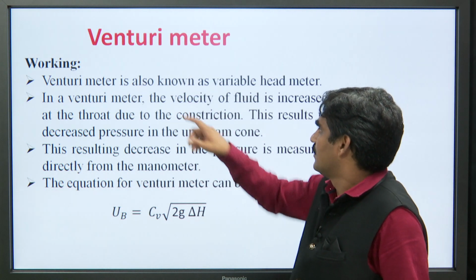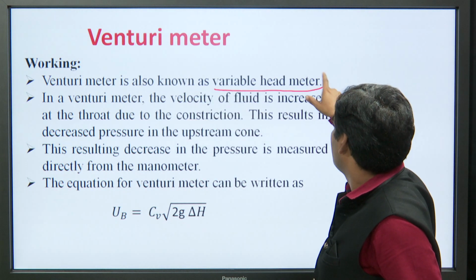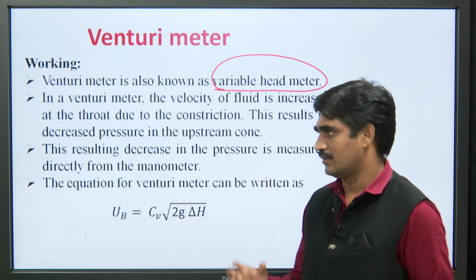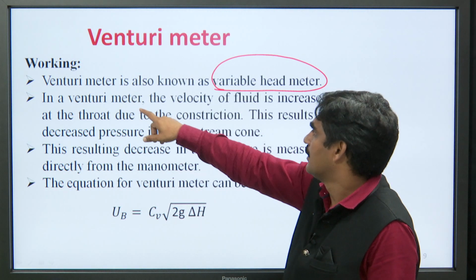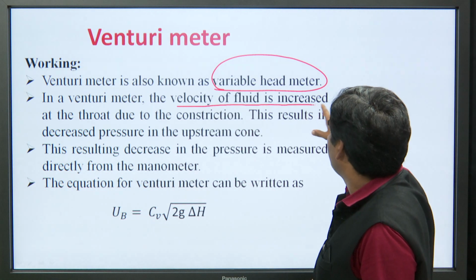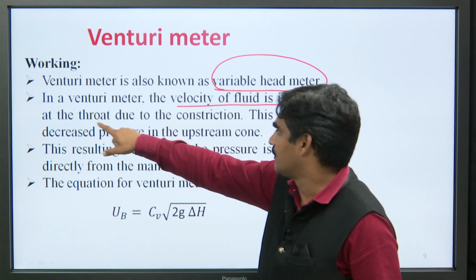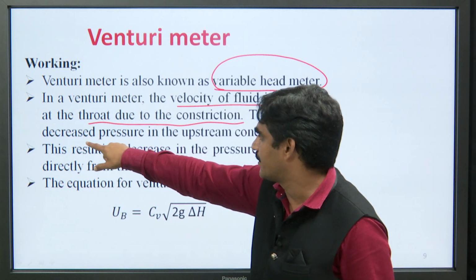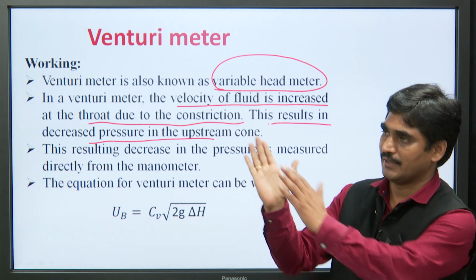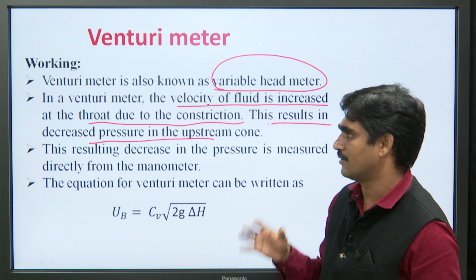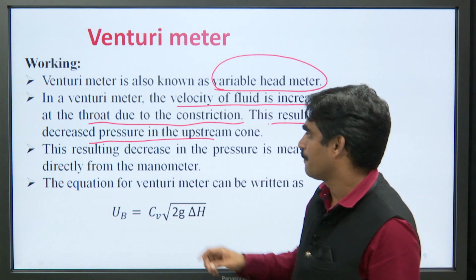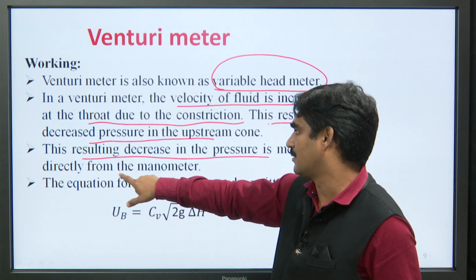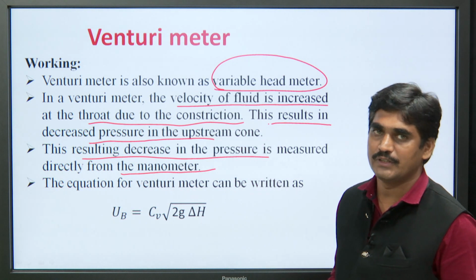Since the Venturi meter is also called a variable head meter due to the change in the tapered section length. In the Venturi meter, the velocity of fluid is increased at the throat due to constriction, as I have explained earlier, which results in a decrease in pressure in the upstream section, that means towards the A side, or towards the inlet section, or towards the short tapered section. This decrease in pressure is measured using a manometer attached to the Venturi meter.